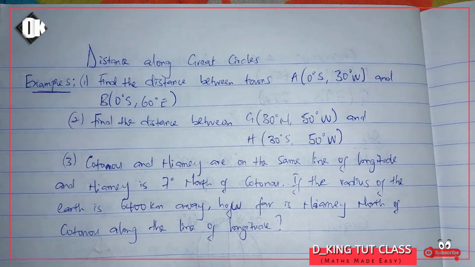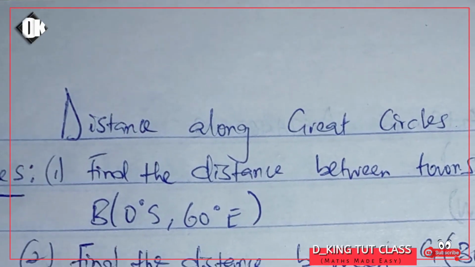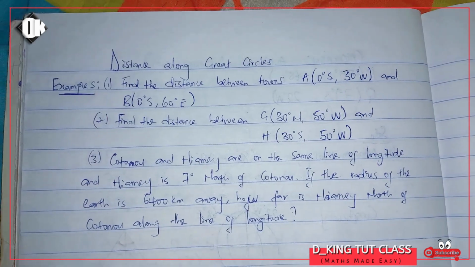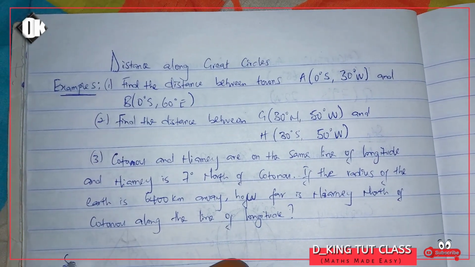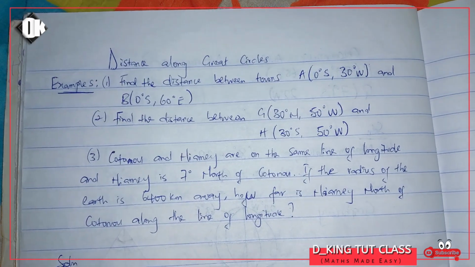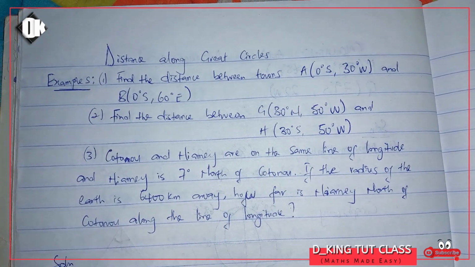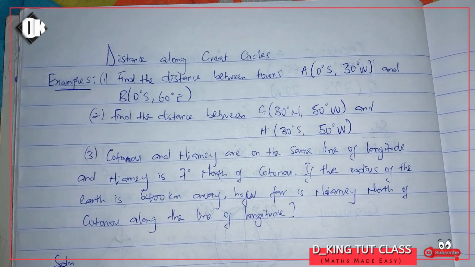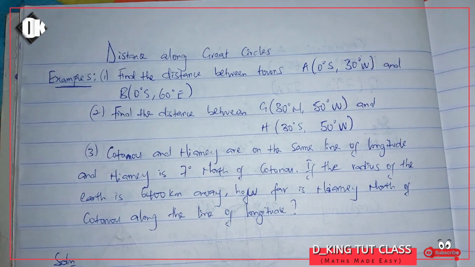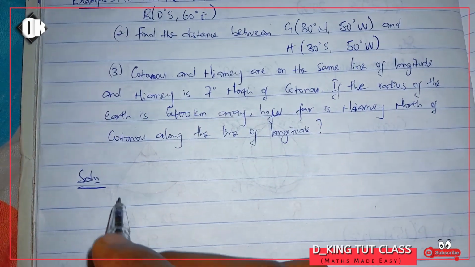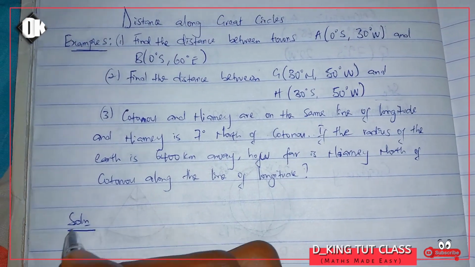In today's class, we're looking at distance along great circles. Okay, let's go straight to questions. Remember, we said for distance along great circles, we're looking at questions more related to longitudes. At least we said longitudes are shaded with what? Great circles.